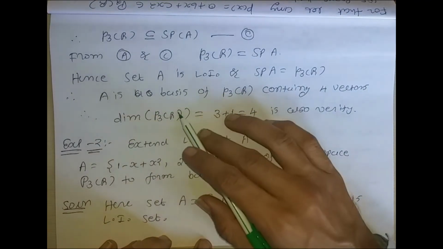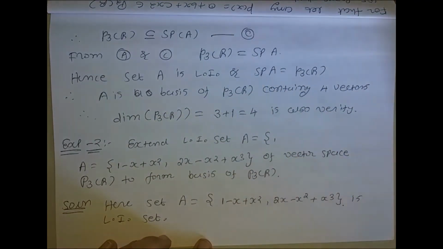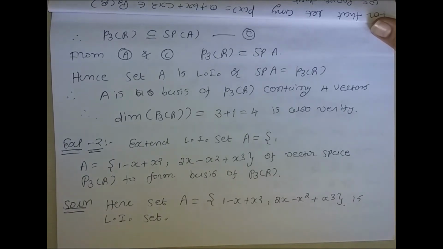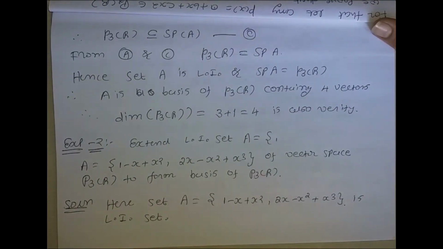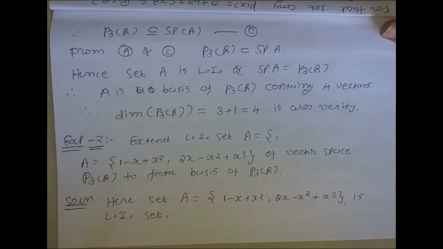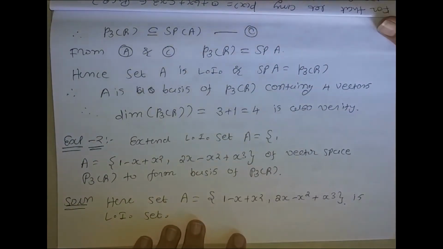Here the dimension of p3r is equal to 3 plus 1 is equal to 4, also verified. Okay, so in this way we will solve that the given set A is a basis for the vector space, or a polynomial space, p3r.